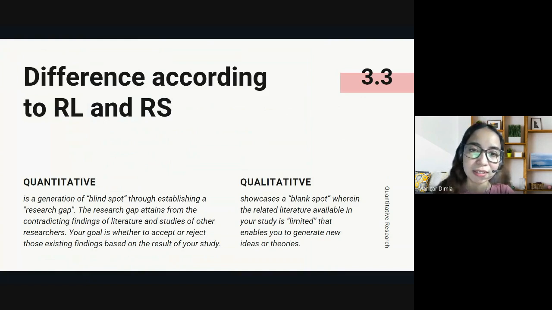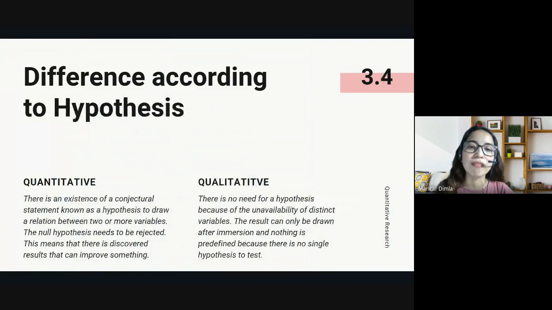Next one, we have the difference according to hypothesis. Okay, so we have the qualitative research. In qualitative, there is no need for hypothesis. Why? Because the study is understudied. Or wala ka pang madodraw na conclusion or hypothesis or uneducated guess. Because you need to immerse yourself first in the situation that you are studying before you come up with your hypothesis. Alright? Unlike in quantitative, because of the availability of RLNRs, you can now come up with or draw a conclusion or hypothesis. So now, you're going to conduct a study to determine if you're going to accept or reject that hypothesis of yours.